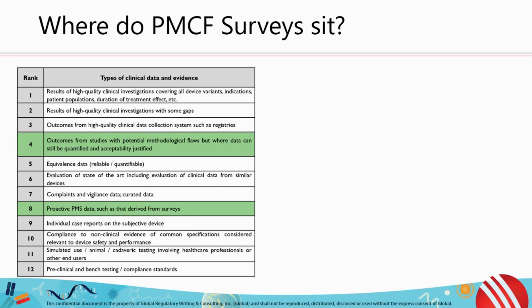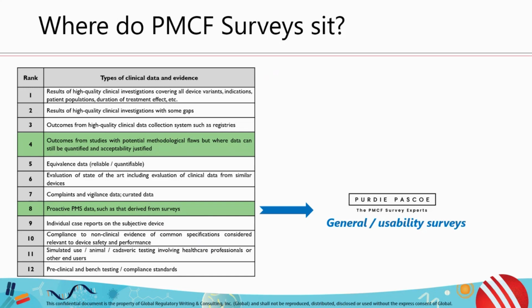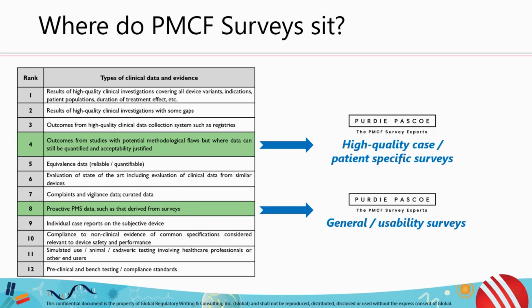When you're looking at PMCF data, in reality, you're going to have to be looking for a minimum of level 8 data. This is where the general usability survey sits. It's defined as proactive PMS data, such as that derived from surveys. Whereas for higher risk class devices, so class 2B or class 3, the minimum level of data you need to collect is level 4. This is described as outcomes from studies with potential methodological flaws, but where data can still be quantified and acceptably justified. High quality case or patient-specific surveys sit under this level 4 rank.